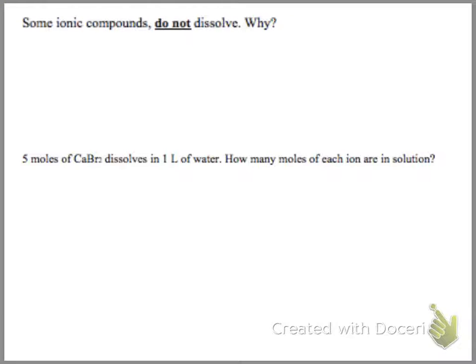Okay, so most ionic compounds dissolve in water for the reasons that we just talked about, because they're really attracted to water. But some ionic compounds do not dissolve in water, and why?